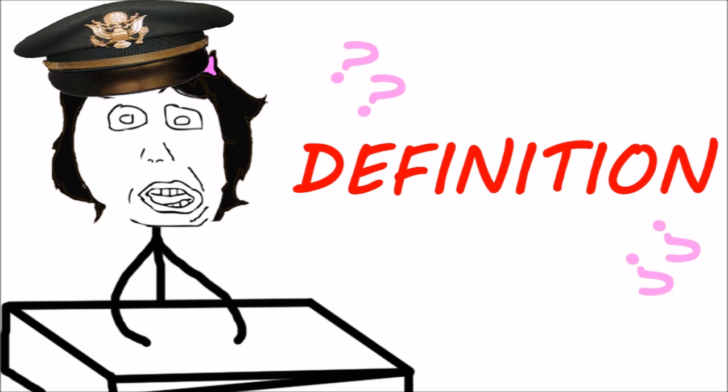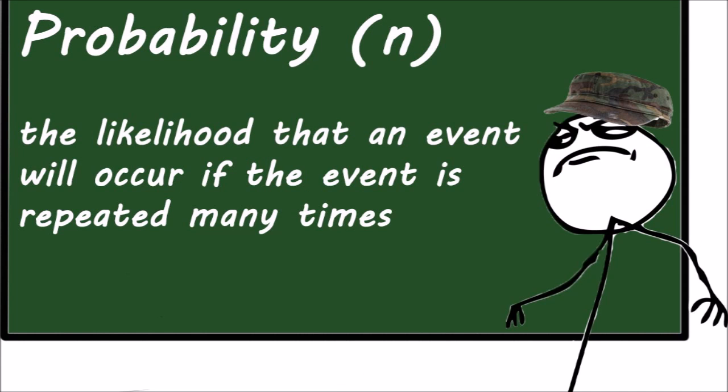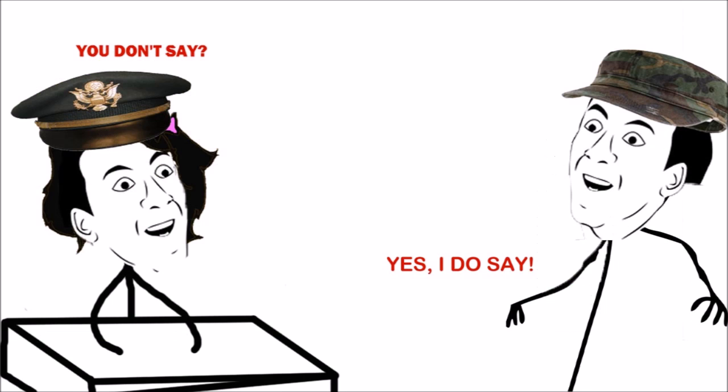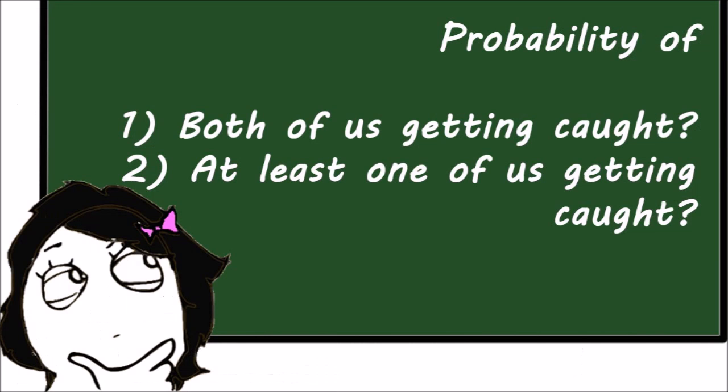Wait. What's the probability again? The probability of an event refers to the likelihood that the event will occur if the event is repeated many times. You're screwed if you don't even know the definition of that. You don't say? Anyway, Mr. Sniper is pretty sharp, isn't he? But come on, with so many kids, what's the probability of both of us, or at least one of us, getting caught if we don't set each other out or whatever?